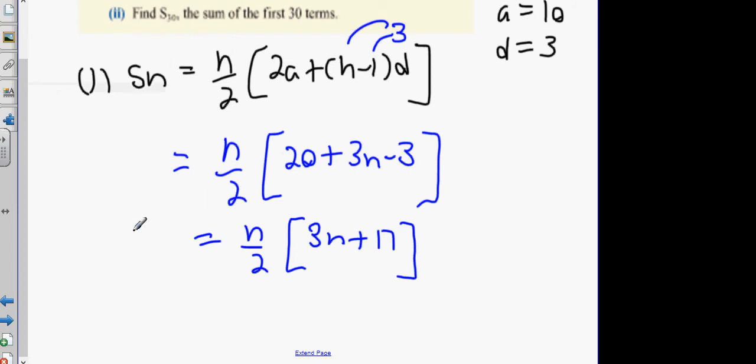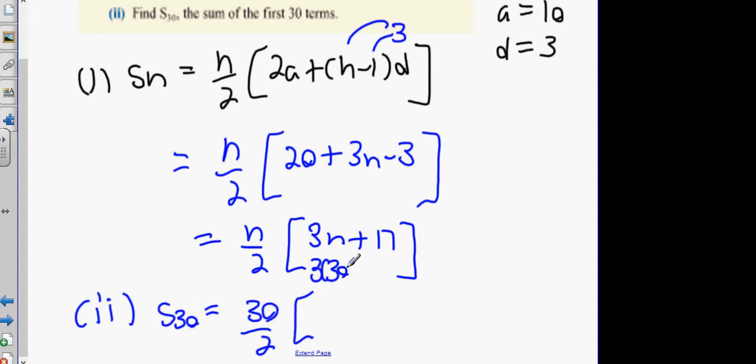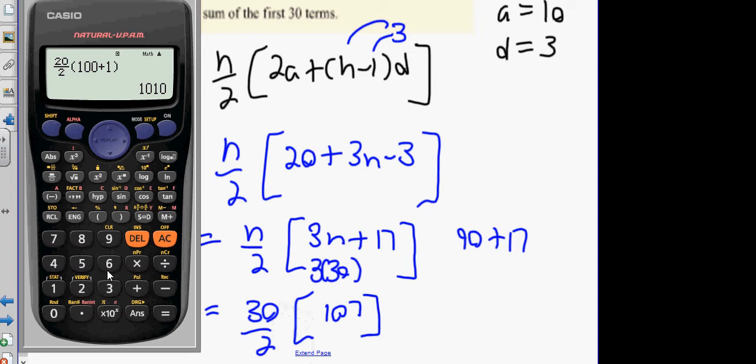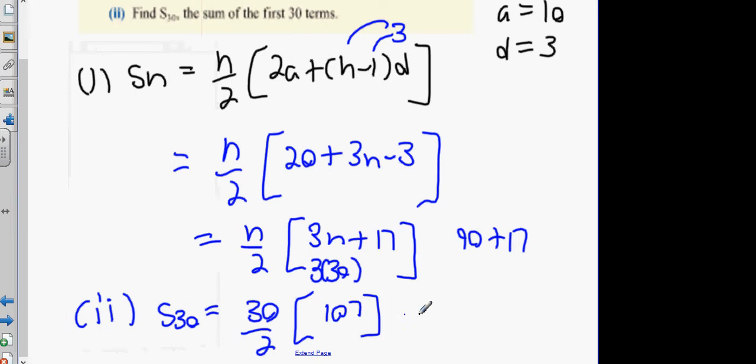Okay, part 2. Find S30. S30 is 30 over 2 into 3 multiplied by 30. 3 multiplied by 30 is 90. 90 plus 17 is 107. Then you can just put that straight in there. It's going to be 30 divided by 2, which is 15, and you're going to multiply that by 107. Okay, and what we will get here is 1605. Okay. So 1605. Any questions about that one?